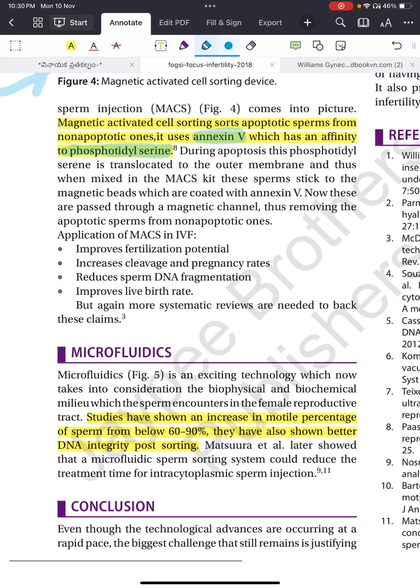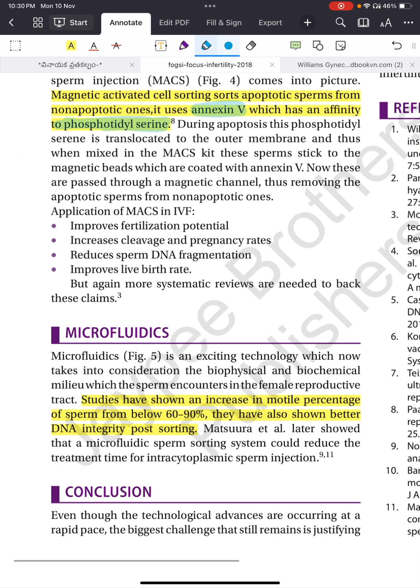Next is microfluidics. It is also an exciting technology where we can select good sperms. Even the motile percentage has been increased. Before ICSI, if you go for microfluidics, then we can easily separate the very good sperms.